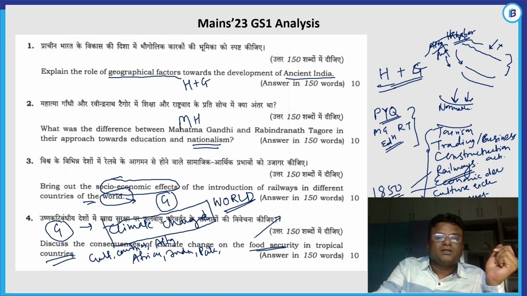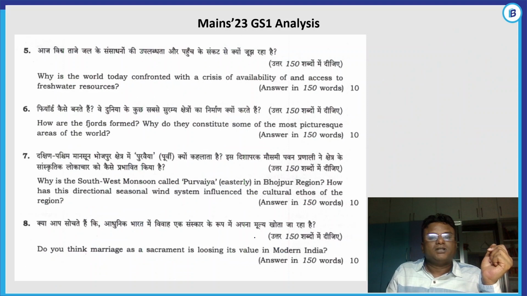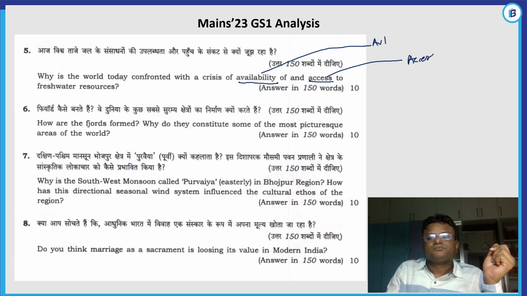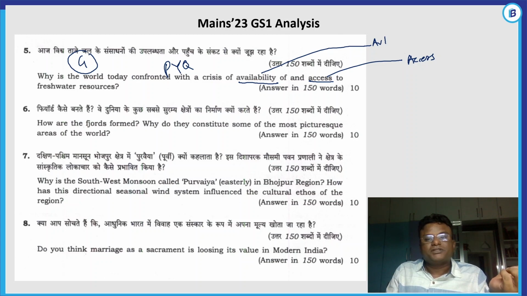Okay, then the next question is, why is the world today confronted with the crisis of availability and access to freshwater resources? There are two aspects here, you should not forget either of them. You have to talk about availability as well as access. Now this is also, I would say, a PYQ-based question, because water resources availability has been asked umpteen number of times, and you must be able to answer this question very easily if you are prepared for geography.